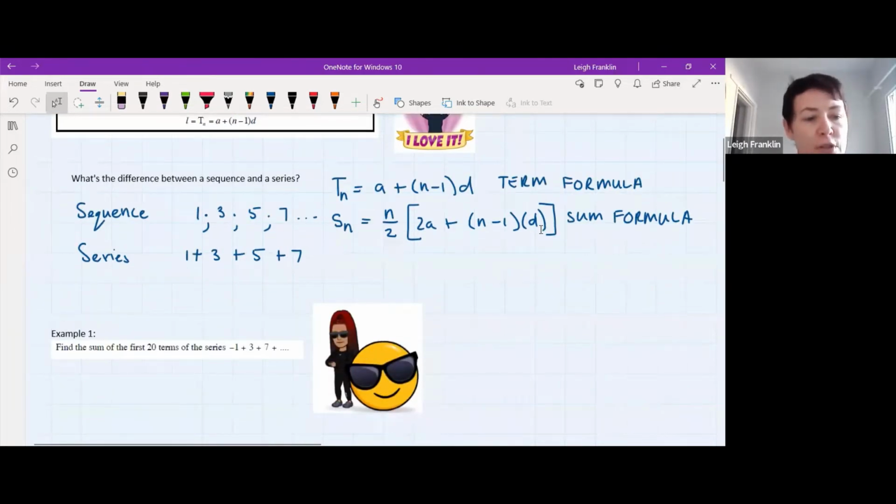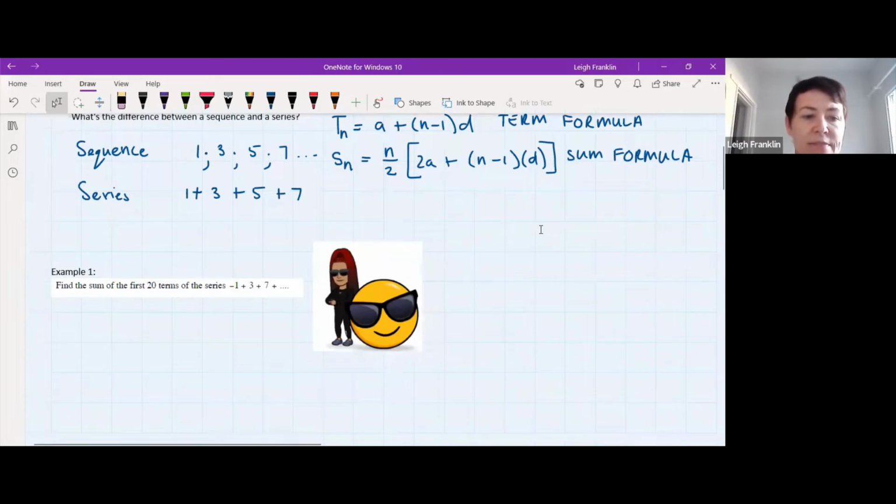All right, so the first example that we're going to do over here is for us to find the sum of the first 20 terms of the series. Can you see that in this particular example, they haven't told us whether it's arithmetic or geometric? I know we haven't spoken about geometric sequences and series yet, but in questions, if they don't tell you whether a pattern is geometric or arithmetic, how would you know which is the correct formula to use? What would you be looking for in the terms of the sequence or the series? Does anybody know? What would you look for?